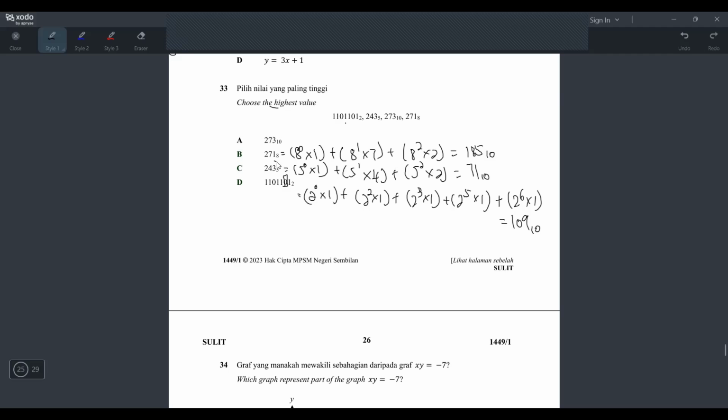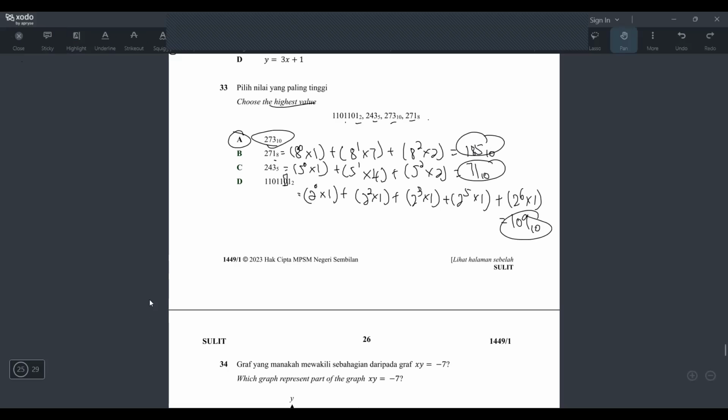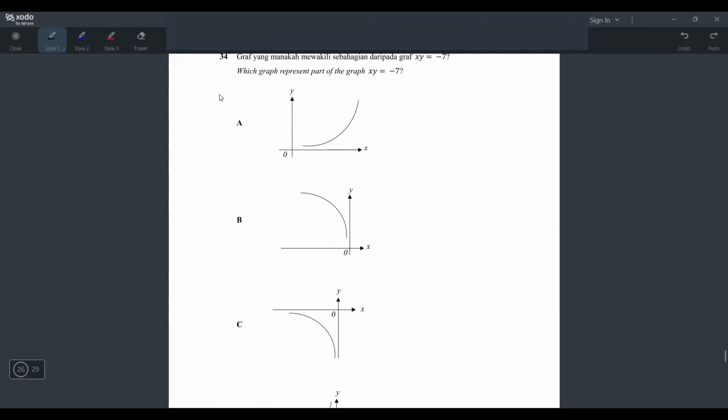So which one is the highest value? 273 base 10, 185 base 10, 71 base 10, 109 base 10. I think the answer is very obvious. It's A, right? So that's the highest value, right? You cannot compare who's higher when they are different base, right? You can only choose the highest value when they are same base, right? So the highest value here is 273 lah. That's the answer.